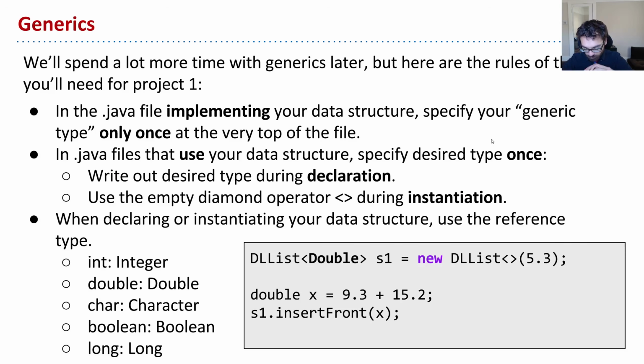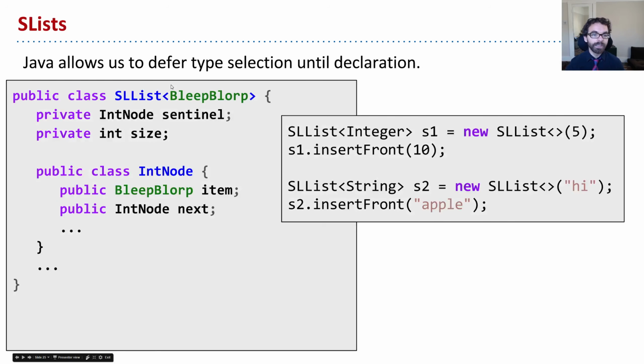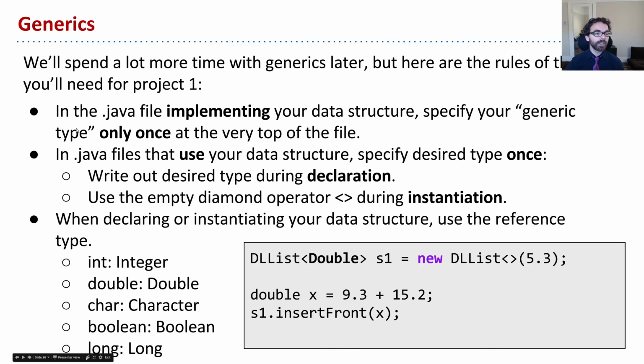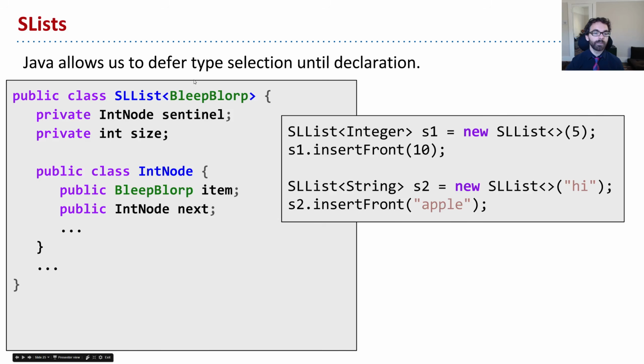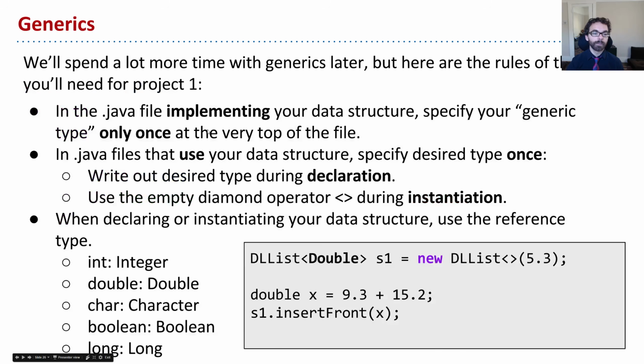So again, we'll go into this in so much more detail. There's a lot of little details that can be confusing, but these are the rules of thumb you'll need for project 1, where you're going to build a generic list. So in the Java file where you implement your data structure, where you're building the actual thing, you'll specify your generic type only once at the very top of the file, right there. And it's specified inside of these angle braces. You can use it elsewhere, but you'll only specify it once.